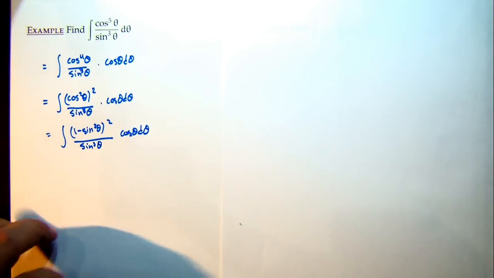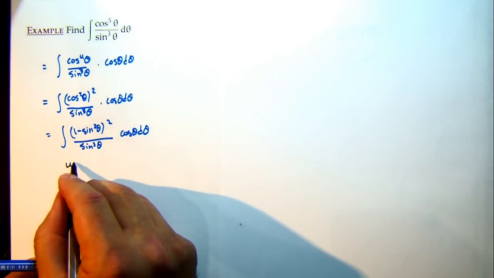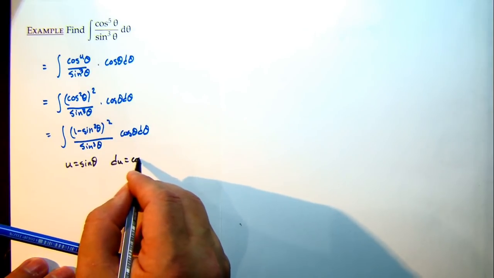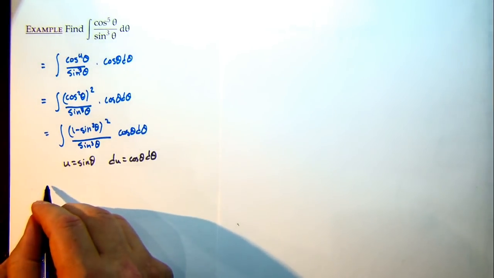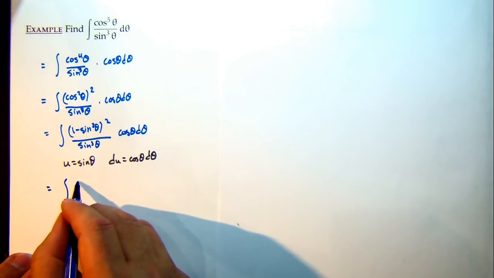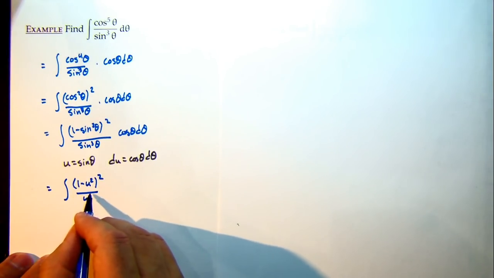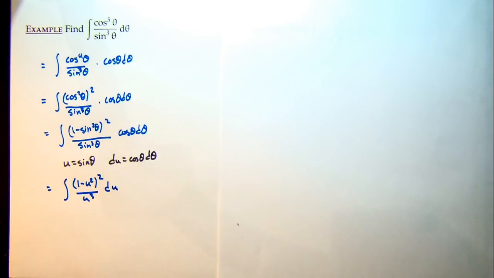And now we're in good shape. Make the substitution. What's our substitution? We're going to say u equals sine, then du is cosine. So if we have that, what do we get? Well, this is equal to the integral of 1 minus u squared, squared, over u cubed du. Okay, now we've transformed a trigonometric integral into a rational function.